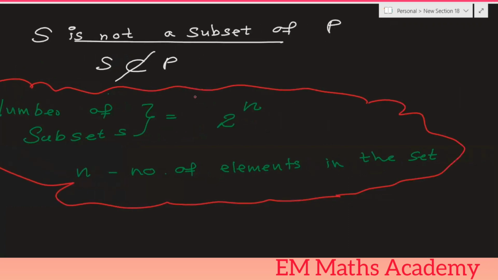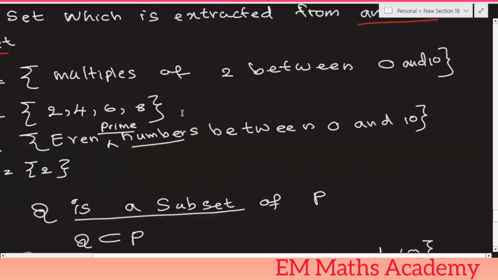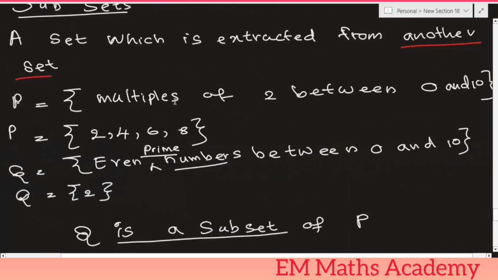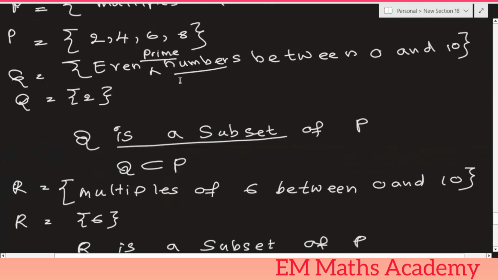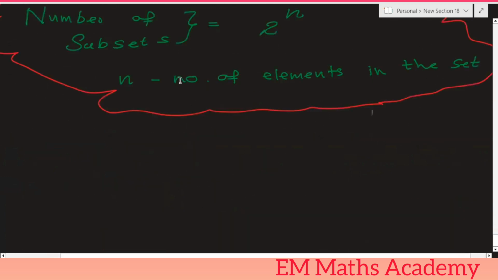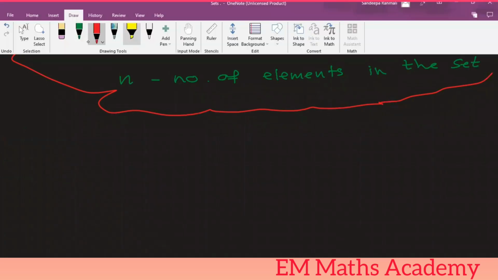Okay. Now, if we consider the first one, how many subsets can be written? Here, P is multiples of 2 between 0 and 10. Then how many elements are there? It is 4. So the number of subsets that can be written for the set P can be calculated like this.